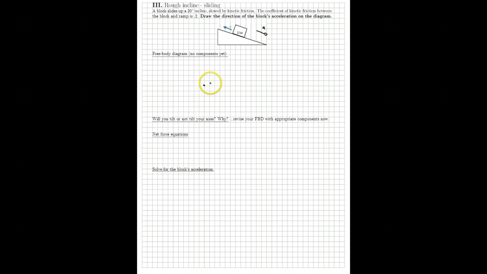So free body diagram, again I'm going to draw the angle really shallow so that I can tell where it is on my diagram. And I'm going to draw the normal force perpendicular to that angle. And this time I also have kinetic friction. It's opposing the motion, so it's going this way.